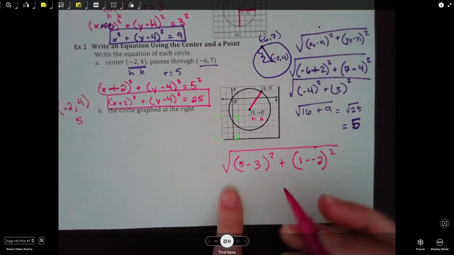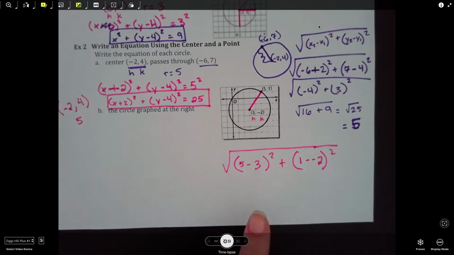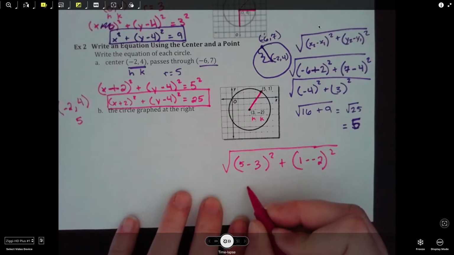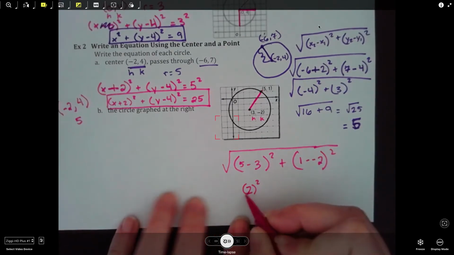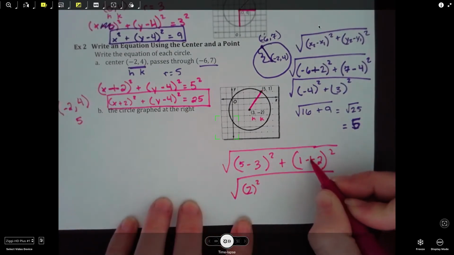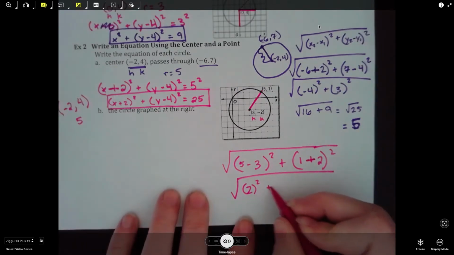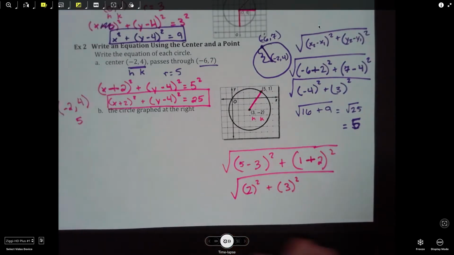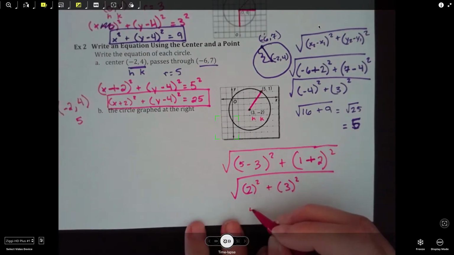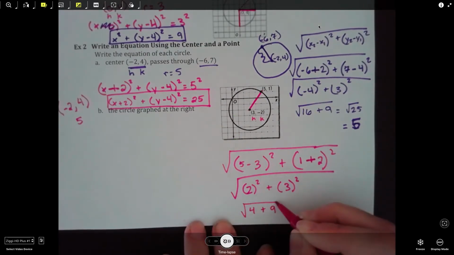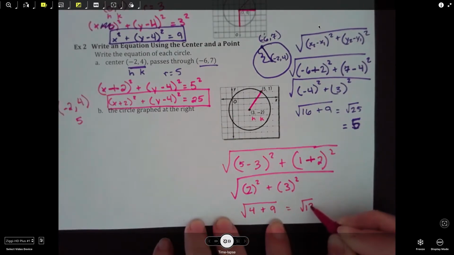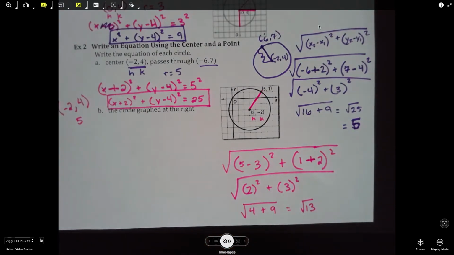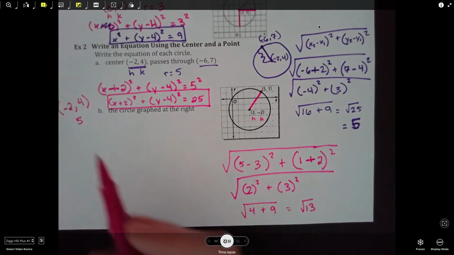All right? If I'm going too fast throughout any of this, feel free to pause. All right? 5 minus 3 is 2, so I'm going to do 2 squared. 1, this will become plus. 1 plus 2 is 3, so that becomes 3 squared. 2 squared is 4, and 3 squared is 9, so I end up with the square root of 13. Now, don't calculate that out as a decimal. The square root of 13 doesn't come out evenly, so we'll just leave it as the square root of 13 as my r, okay?